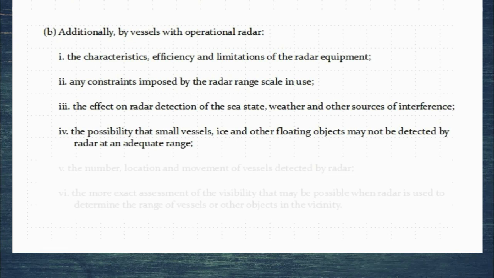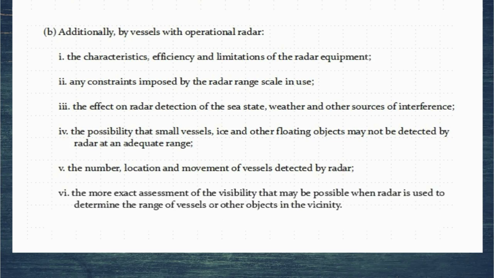Speed still needs to allow you to take action if you see something else that you haven't picked up by radar. The number, location, and movement of vessels detected by radar. This goes back to the traffic that we discussed in the first paragraph. If you've got more vessels, of course you're going to want a slower speed so you can take action.